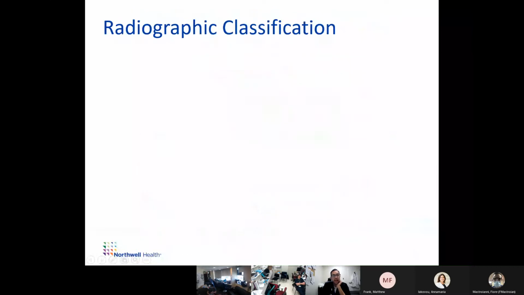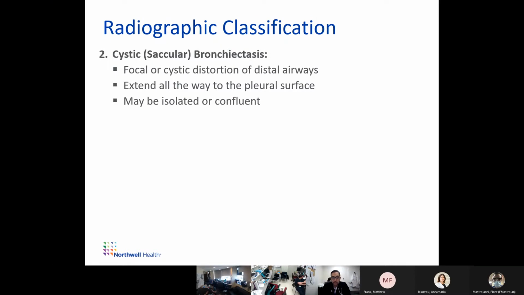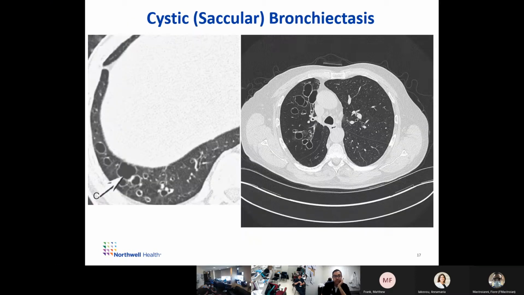pleural surface. The second form is cystic or saccular bronchiectasis, where there's focal or cystic distortion of the distal airways. And again, you see these focal or cystic distortions or dilations or outpouching of the airways, and they extend all the way to the pleural surface. They may be isolated, they may be confluent, and a lot of times you'll see this as a bronchiectatic consolidation with associated volume loss. And sometimes you'll even see air fluid levels. So here's a nice example. Here's these little outpouchings of the distal airways, cystic in nature.